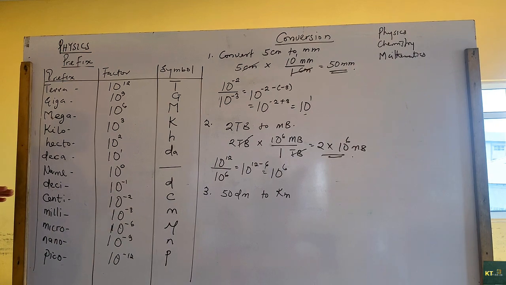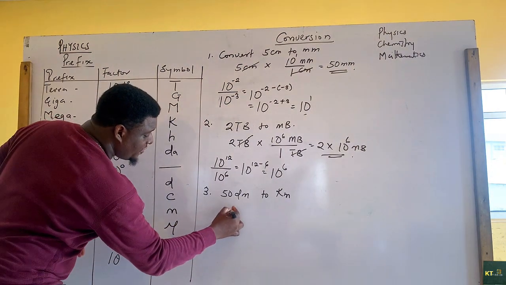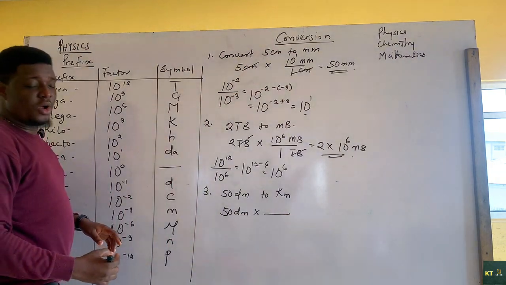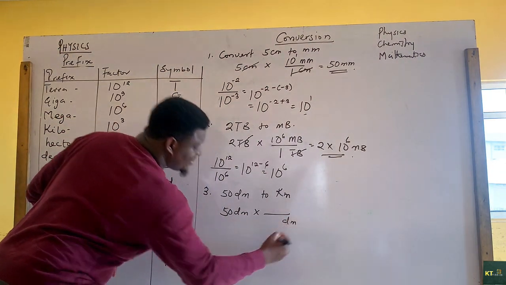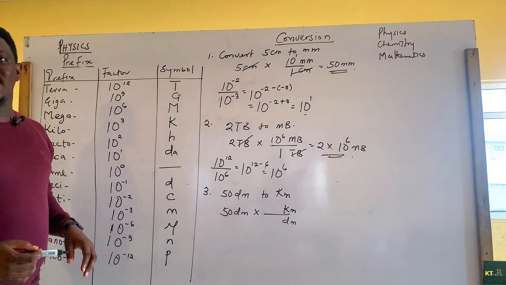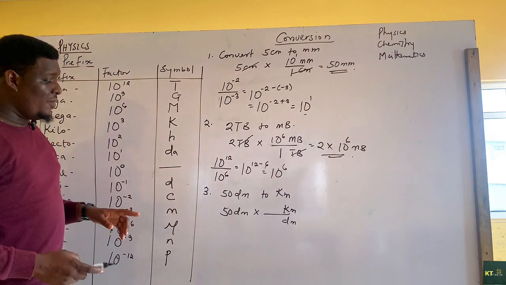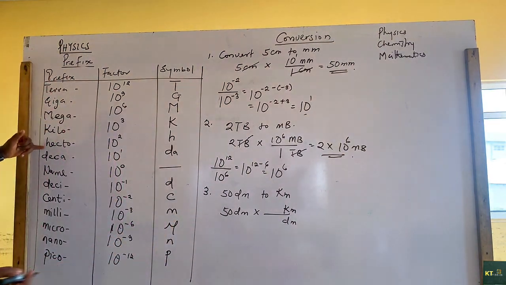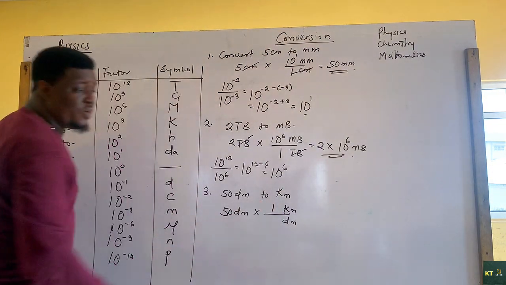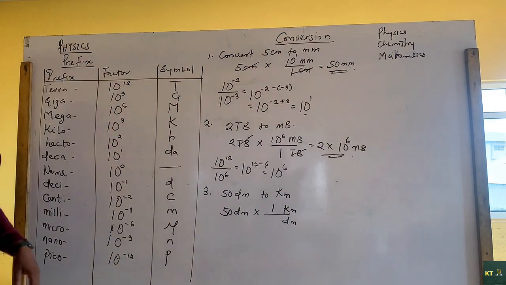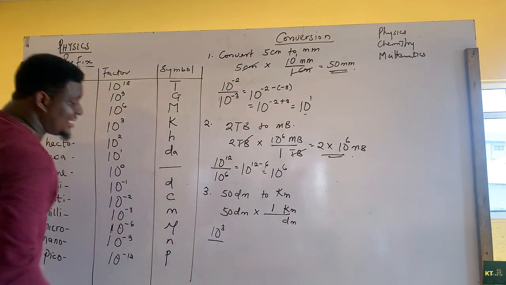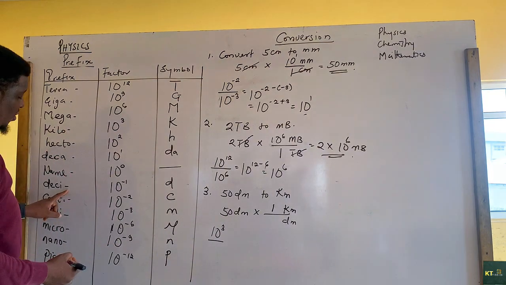Just follow the process. What do you have? 50 decimeter multiplied by which one comes down? Decimeter. Kilometer comes up. In decimeter and kilometer, which one is bigger? From the table here, kilometer comes before deci. So we have kilometer. You take 1. So therefore, kilometer comes up as the bigger one over decimeter, from the word deci.